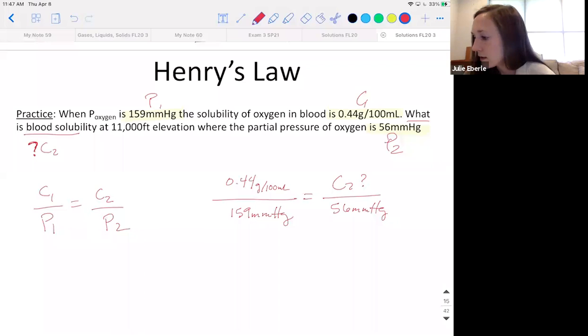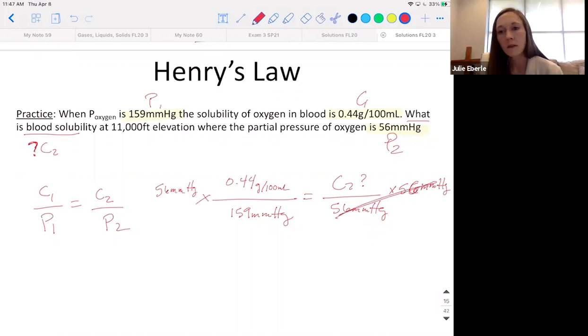So you multiply both sides by 56. Cancels on that side. So you do 56 times 0.44. Do not divide by the 100. Keep that as part of your unit. And then you do divide by the 159.